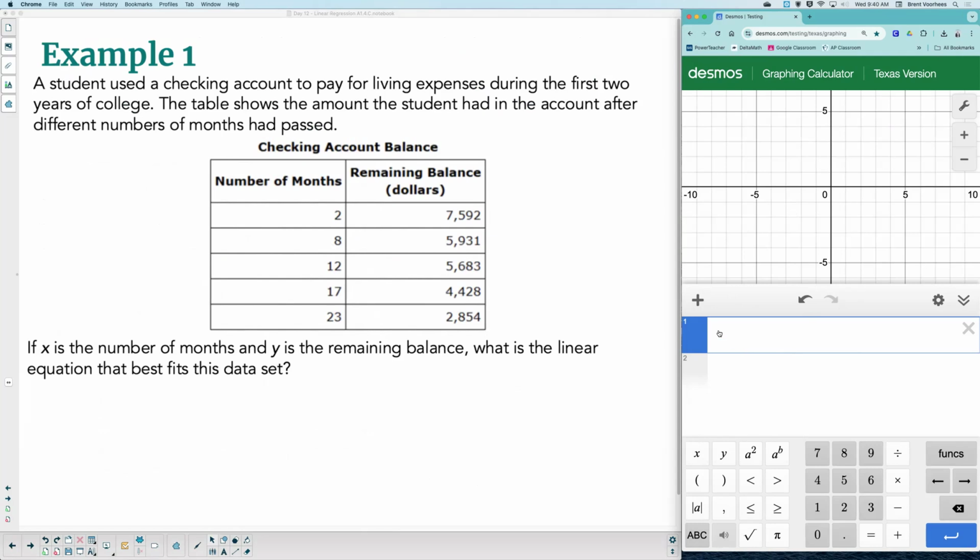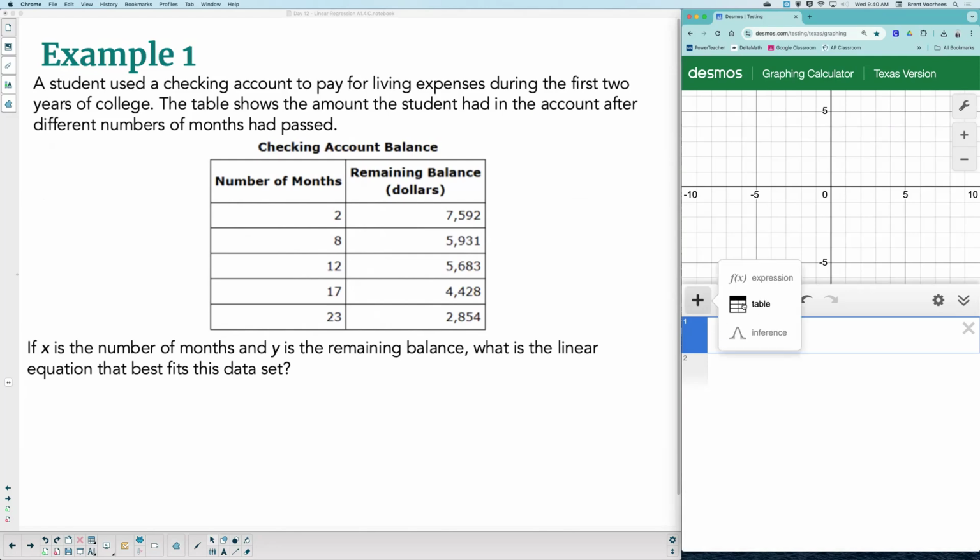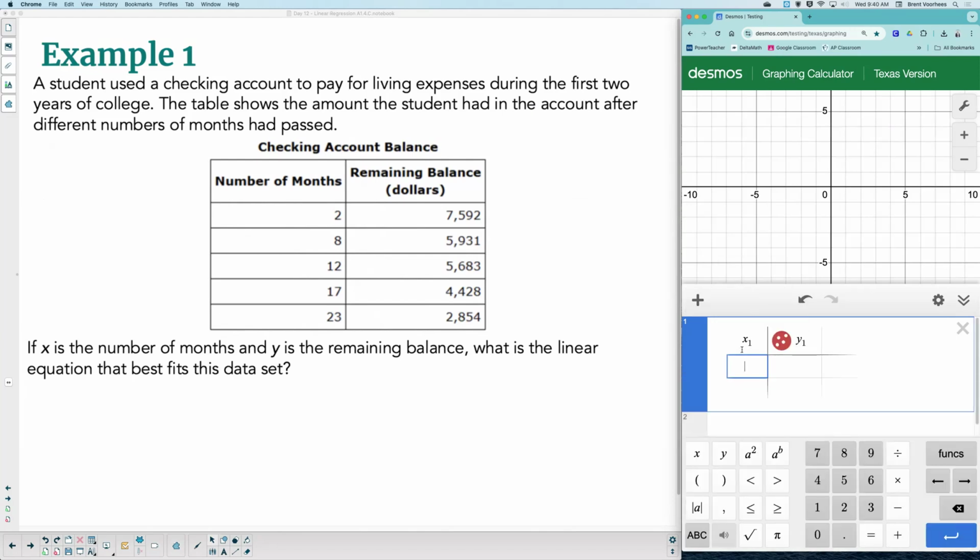Once you're on the graphing calculator, I want you to hit the plus and choose table, or you can just type in table, one or the other. So hit the little plus right here and then choose table. So get up a table and start typing in your values. 2, 8, 12, 17, 23.